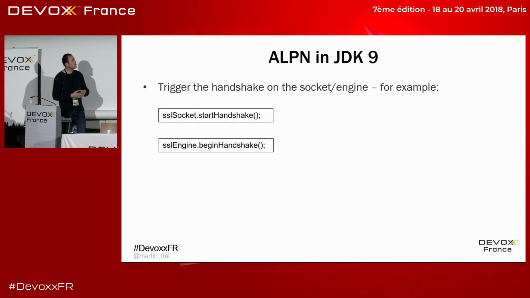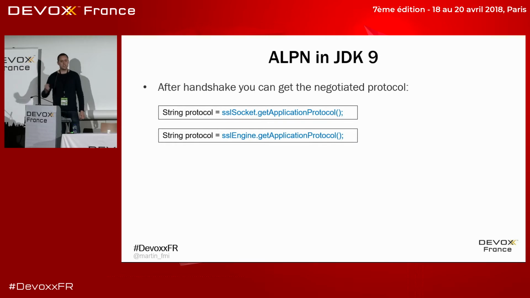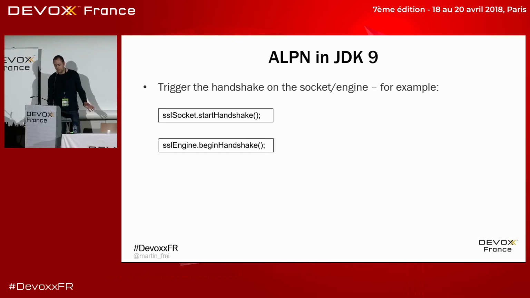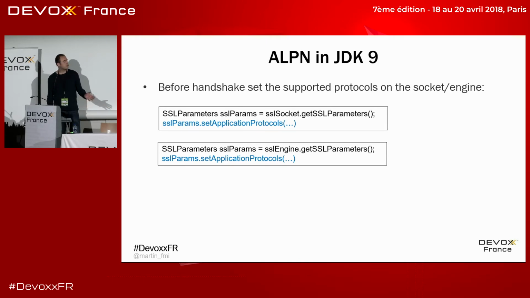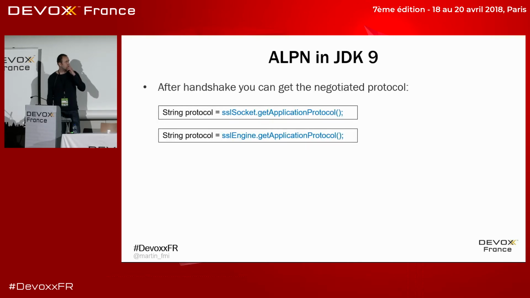After this happens, the TLS handshake process is triggered in some way by you, either calling explicitly the start handshake or begin handshake method, or by trying to read or write to the socket or the SSL engine, depending on which one of those you use. And after the TLS handshake process finishes, you can get the negotiated application protocol by calling the get application protocol method on the SSL socket or SSL engine instance. And it's a very simple way to negotiate the application protocol between the client and the server.